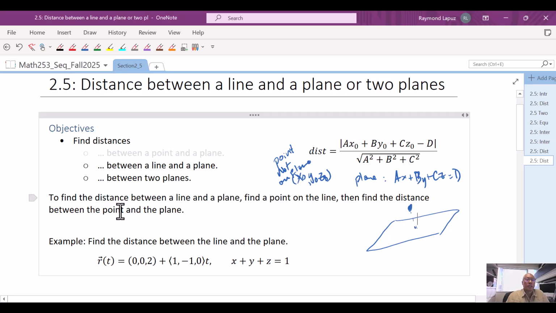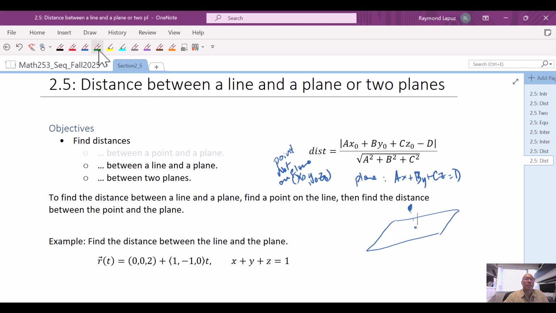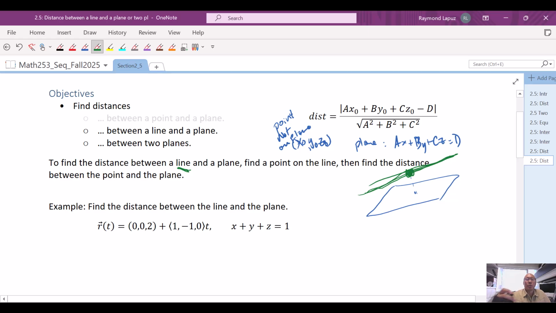Okay, so it turns out that to find the distance between a line and a plane, where the line is parallel to the plane, that line will be passing through an infinite number of points. But we can extract a point on that line and then just find the distance between that point and the plane. Okay, so that's what we're going to do. We're going to take advantage of that formula and use it. So this is the point that's not on the plane.